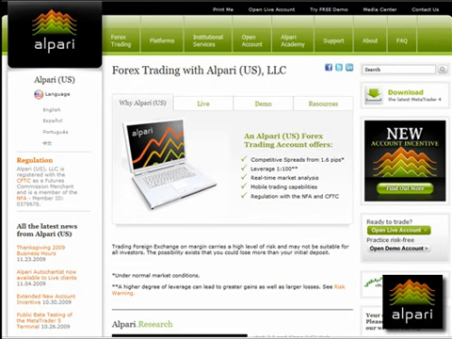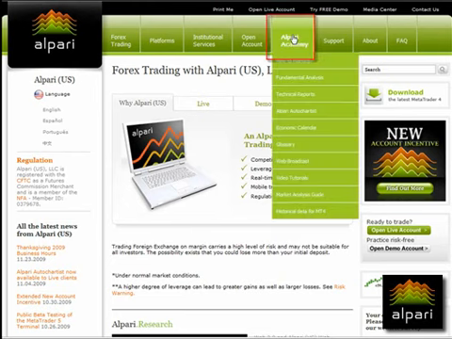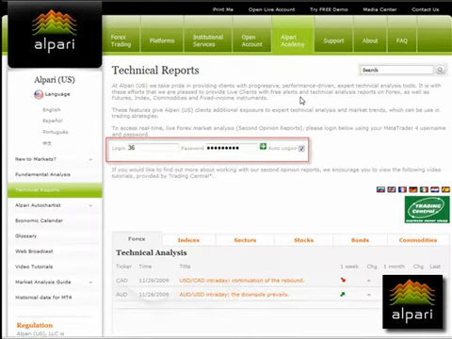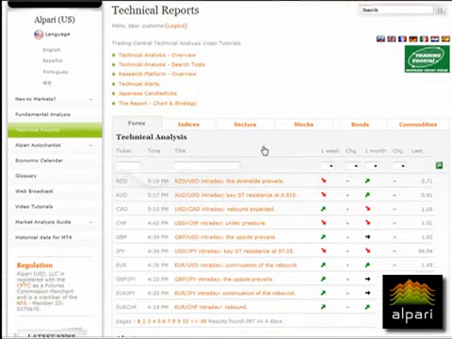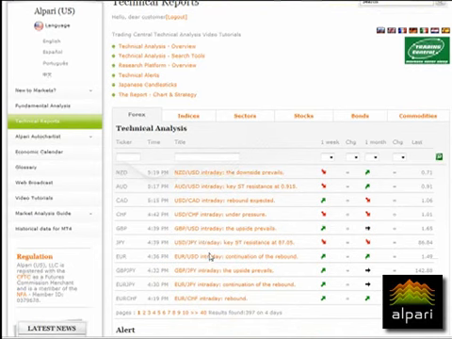My name's John Jagerson. Before we get started, let's do a quick review as to how to find the technical reports on the Alpari US website. First, we'll go to Alpari Academy in the main menu, and in the submenu we'll select Technical Reports. To access the most recent reports, you'll have to log in here. You can find the most recent technical reports listed below. Let's select one of these and start walking through each component of the report.